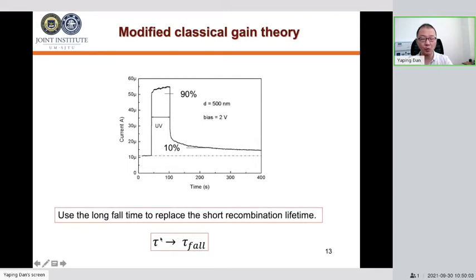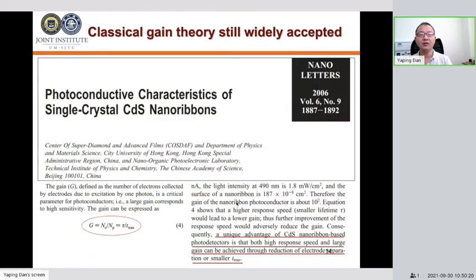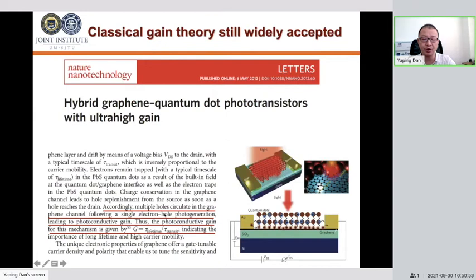They plug this number into the original equation for the minority carrier lifetime, and then everything looks not that different. Because of that, this theory is still widely accepted by the research community. Even today, scientists and engineers very often cite this equation to explain their experimental results. For example, a 2006 paper in Nano Letters and another paper in Nature Nanotechnology are also using this classical equation to explain their experimental results.